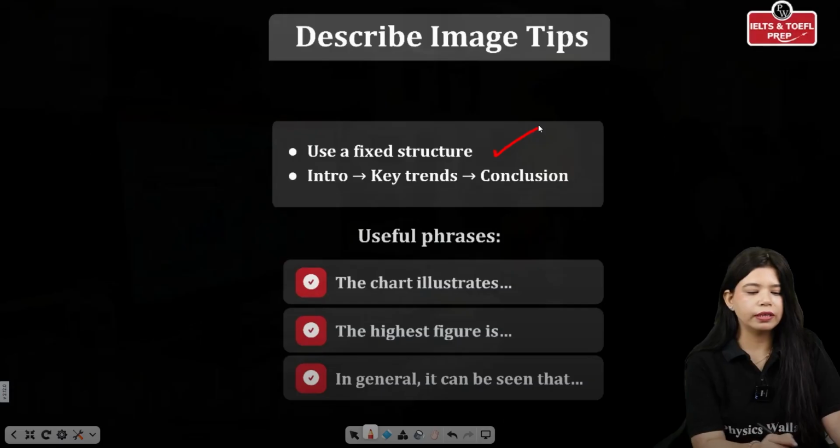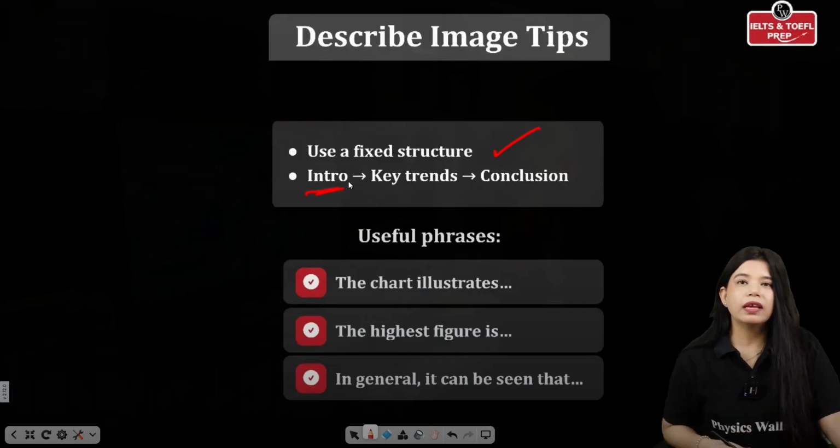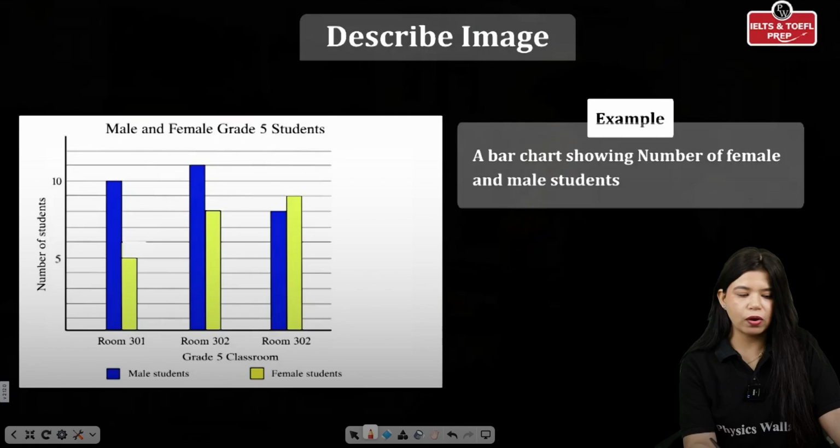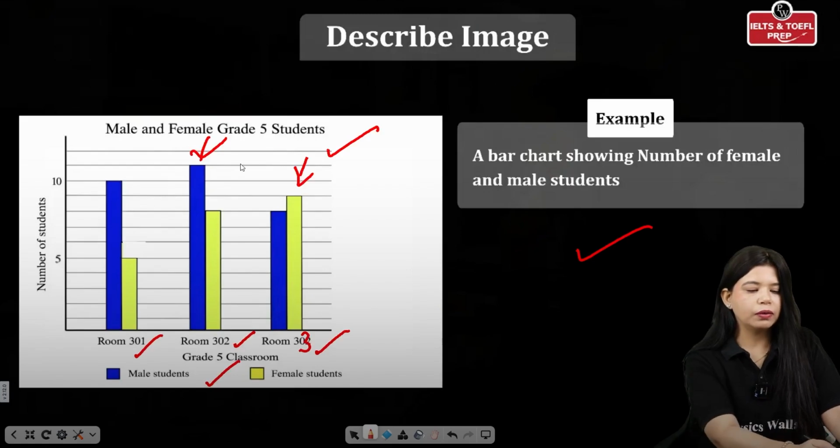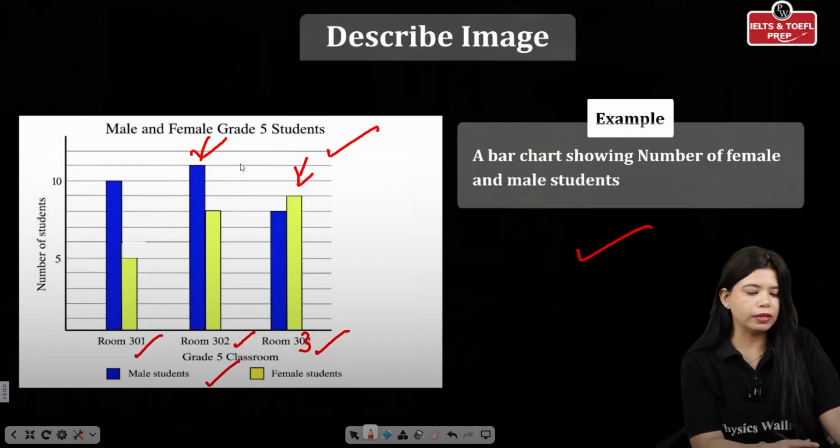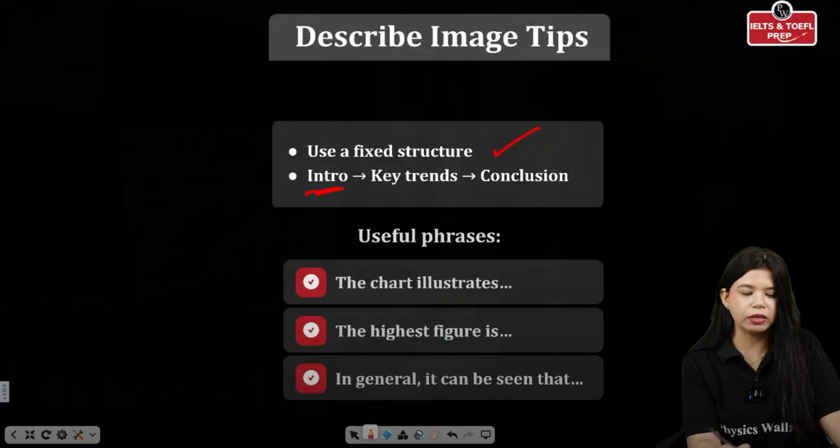Now the structure is, number 1, introduction. In introduction, you will simply say what this bar chart is showing. So for example, this bar chart shows grade 5 male and female students in 3 different rooms. That's what this bar chart shows. That will be your introduction. And then you will state about 2 to 3 key trends.